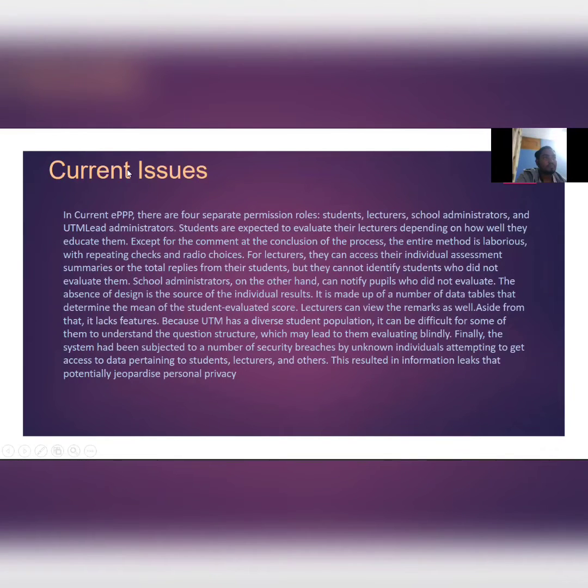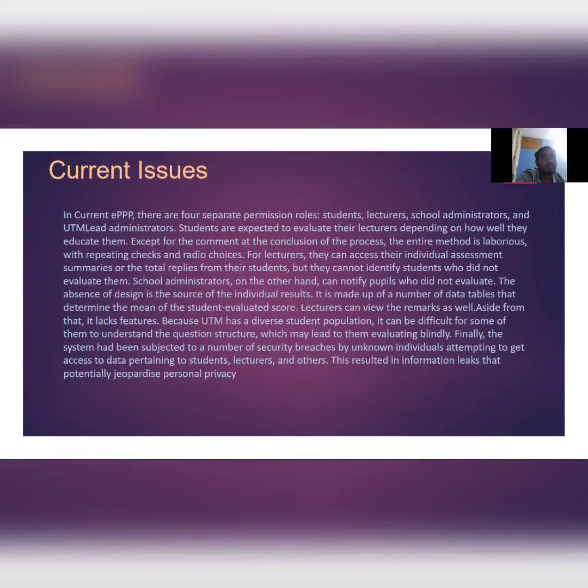Project overview. Current issues in the current EPP: there are four separate permission roles: students, lecturers, school administrator, and UTM lead administrator. Students are expected to evaluate their lecturers depending on how well they educated them. Except for the comment at the conclusion of the process, the entire method is laborious with repeating checks and radio choices. Lecturers can access their individual assessment summaries or the total replies from their students, but they cannot identify students who did not evaluate them.